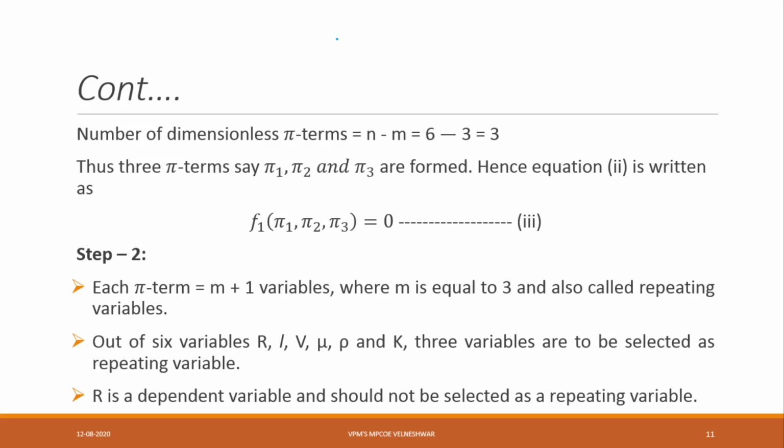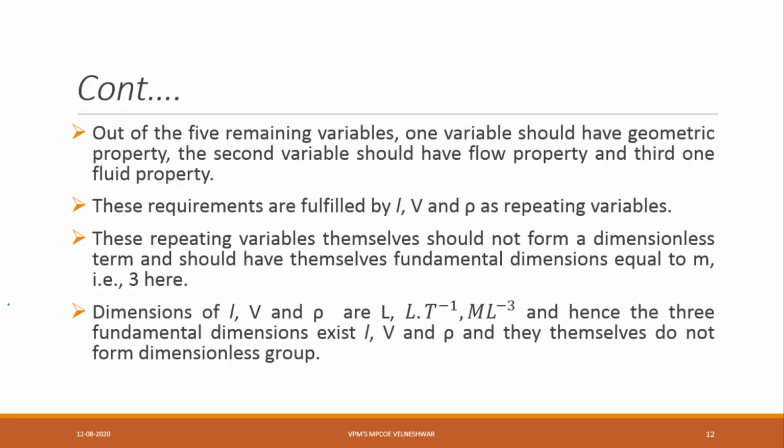R is the dependent variable and should not be selected as a repeating variable, because R is the main function we have to find here. Only from the remaining 5 variables we have to select. Out of these 5, one variable should have a geometric property, the second a flow property, and the third a fluid property. Geometry means what? Length we can say, width we can say, diameter we can say.